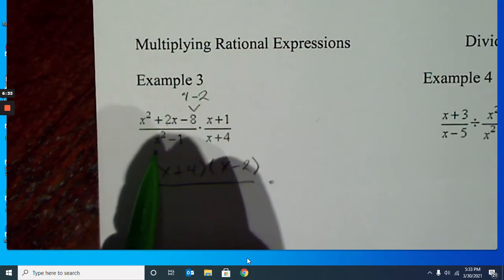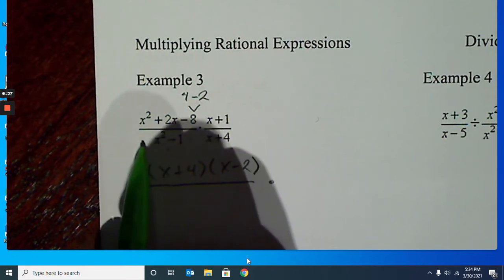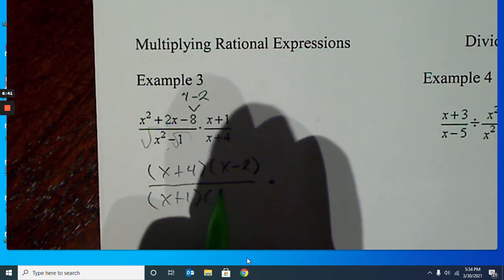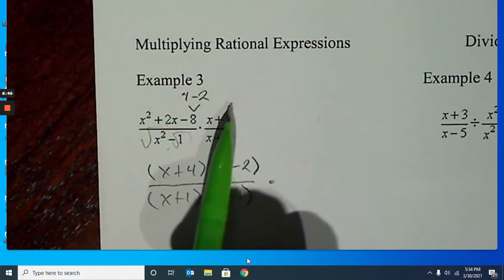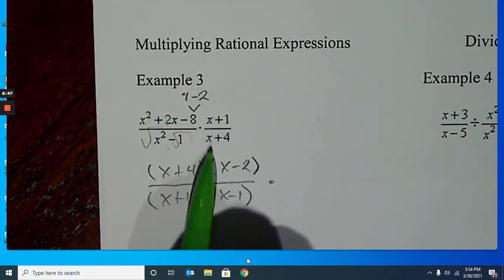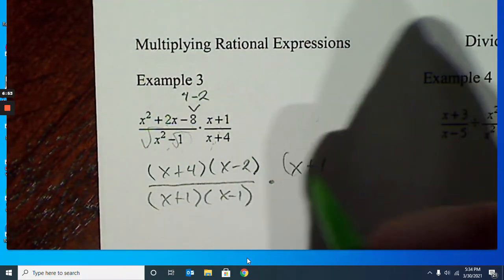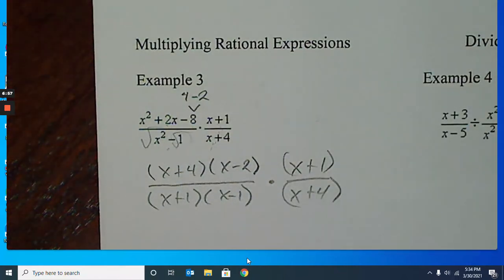This is the difference of squares because it's x squared minus 1, and 1 is a perfect square. So that means I square root both of those terms: x plus 1, x minus 1. And then these are both already prime factors, so you can't really reduce those or factor them out in any form or fashion. So I'm just going to rewrite those as my second terms, kind of like that.